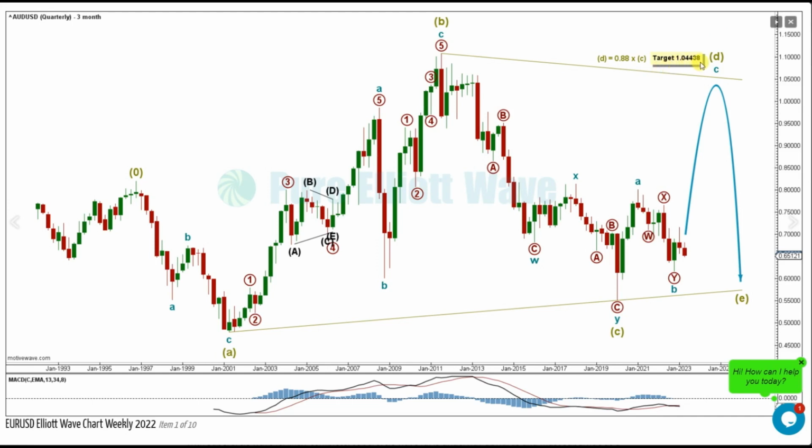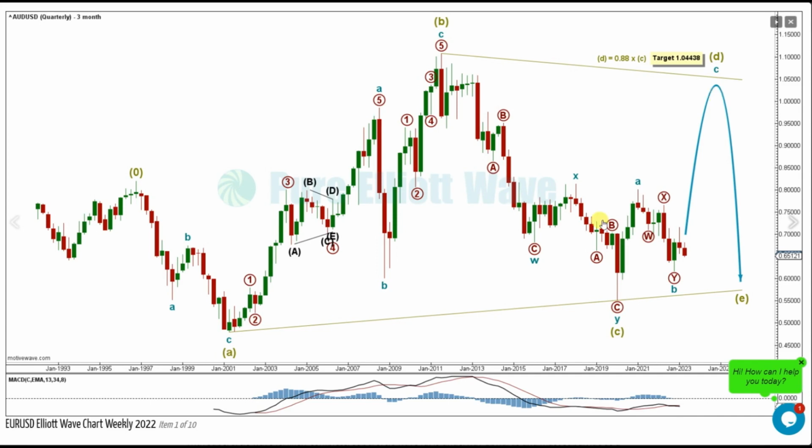1.04438 target. And that might seem far-fetched with the prices we have now, but if we do an extension from cycle A off of cycle B, that also gives us a Fibonacci 1.618 extension for C to reach 1.02, which would be right about here. So that number really isn't as far-fetched as it might seem at this point.